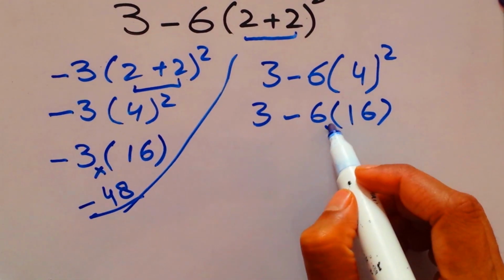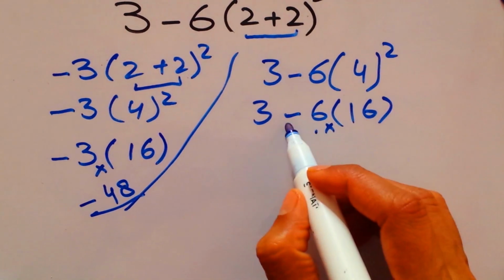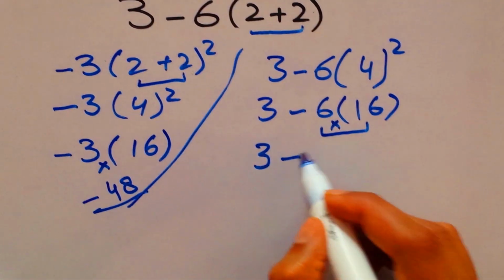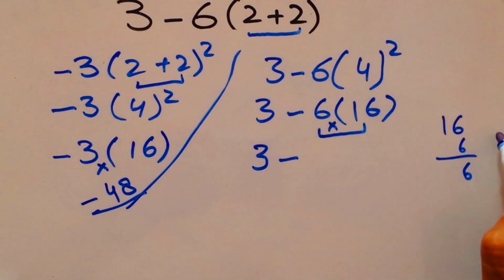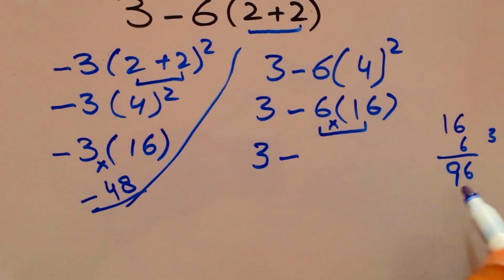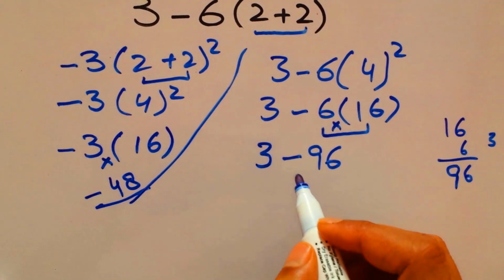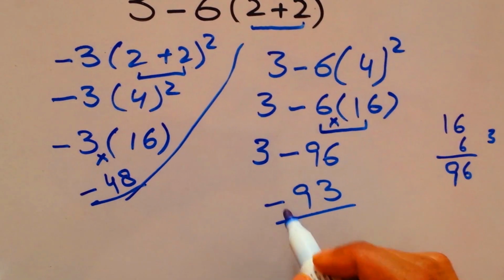Now here is multiply, right? So multiplication must be done before subtraction. So 6 times 16, right? 3 minus 6 times 16, 96, right? So 3 minus 96 equals minus 93. Keep the negative sign.